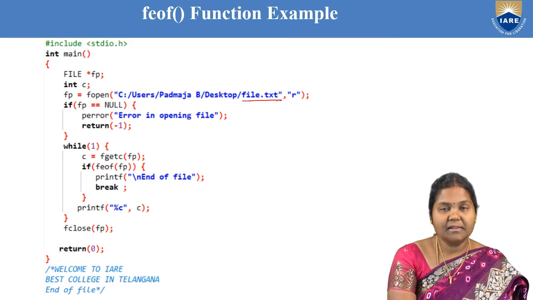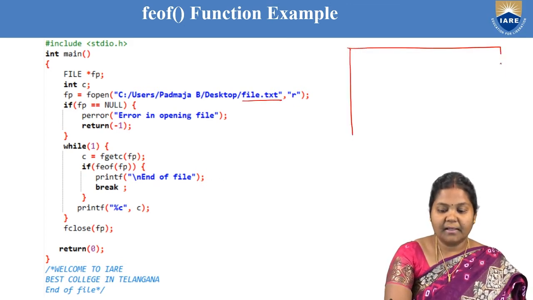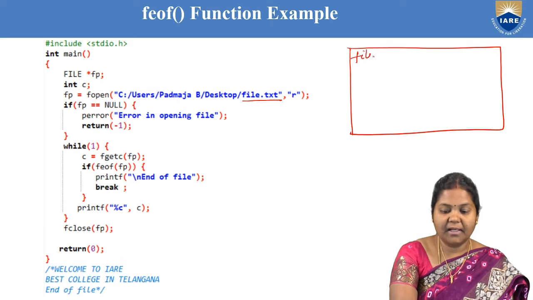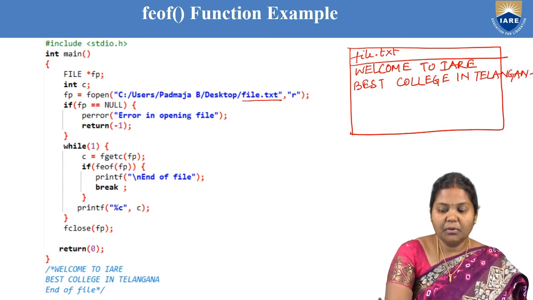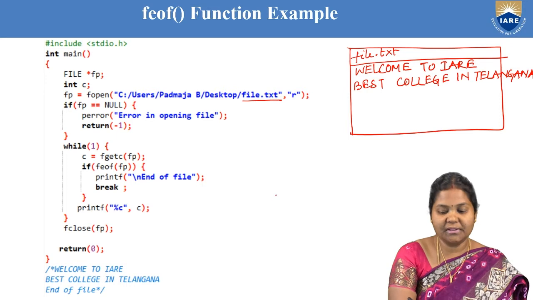First, let us take one file. Suppose file.txt is a text file, and this file contains some sentences like "welcome to IARE", followed by "best college in Telangana". Suppose these two sentences are there. Now, if you want to do a read operation on this file, what do you have to do? First of all, you have to open the file in read mode. This file.txt already exists, so open the file in read mode.